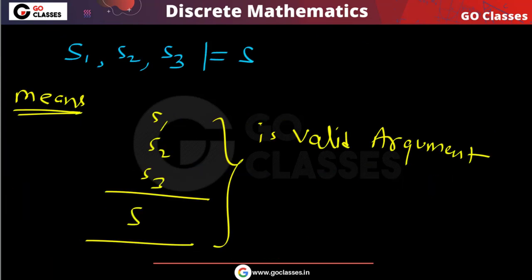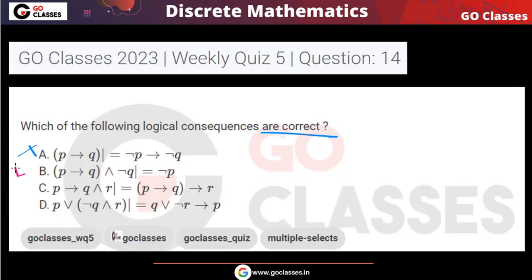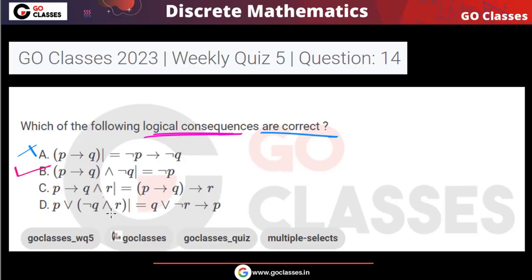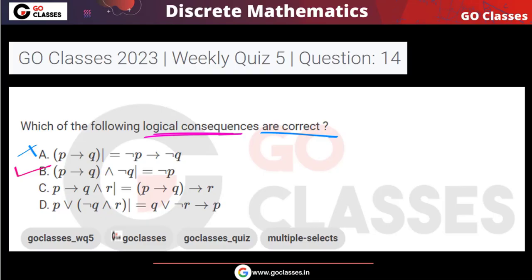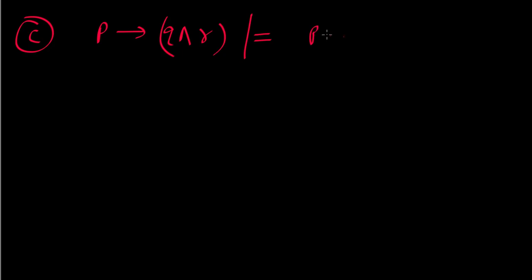So you can do it like this also. This is definitely a correct inference; this logical consequence is correct. What about option C? Option C is saying that P implies Q or R infers P implies Q and R. Okay, P implies Q implies R.